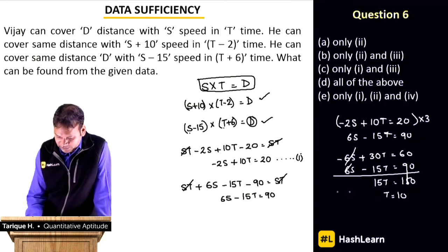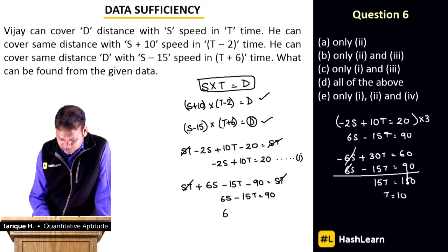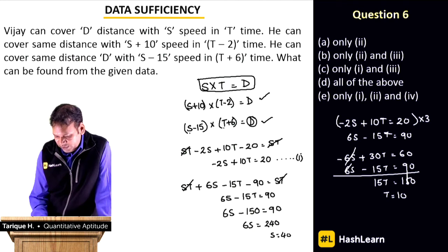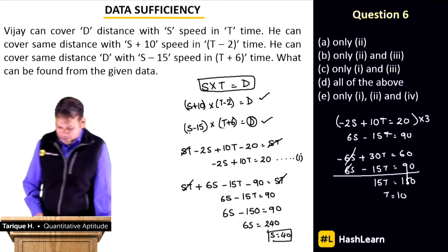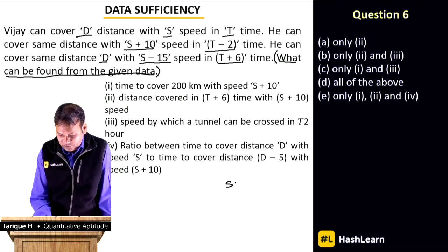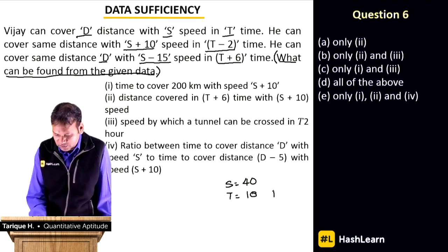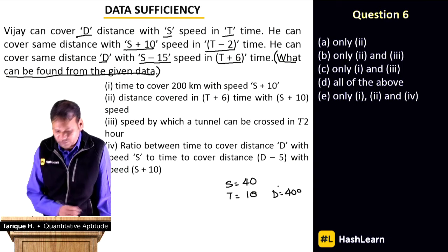Now substitute T equal to 10 here. We get 6S minus 150 is equal to 90, 6S is equal to 240, or S is equal to 40. So we get to know the speed and the time. Let's go back to the previous slide and write down what we have calculated: speed is equal to 40 and time equal to 10. Using these two, distance is equal to 40 into 10, 400.